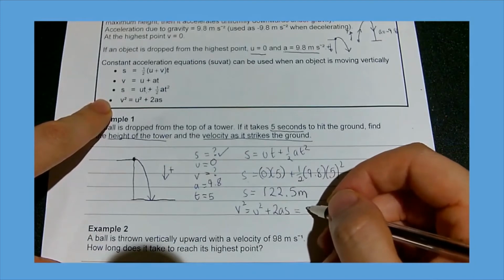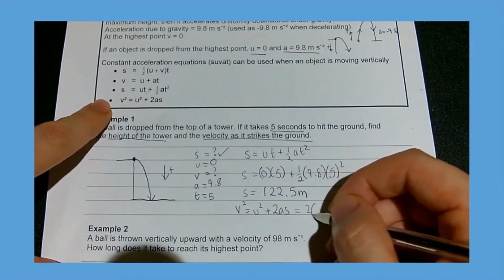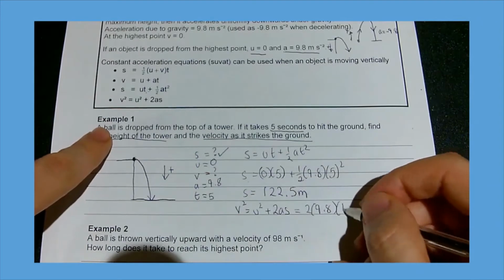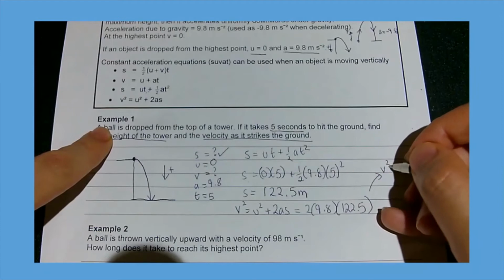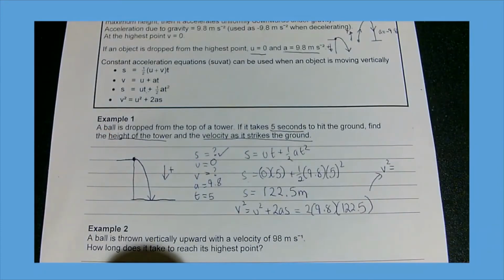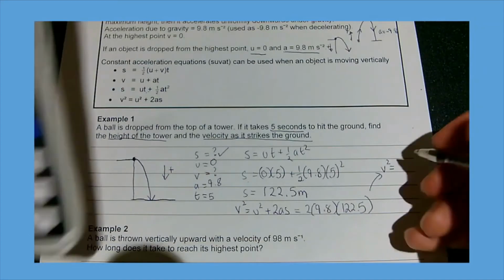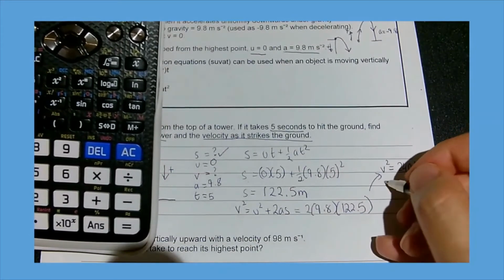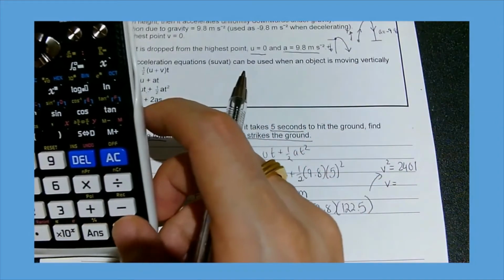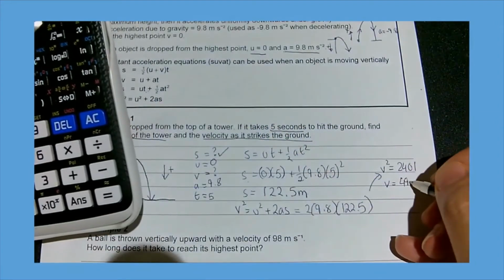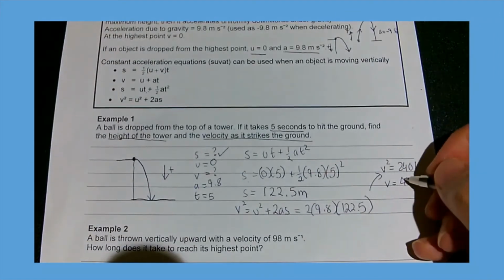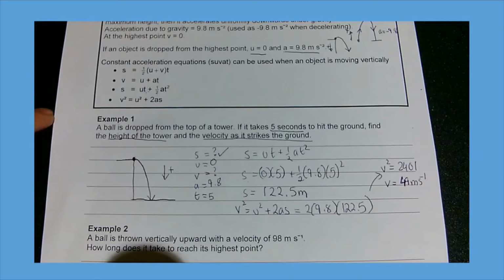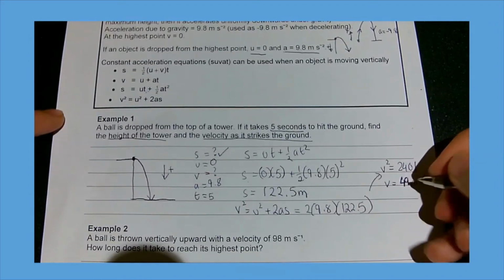Okay, so you're going to get u is 0, so v squared is 2as, 2 times 9.8 times 122.5. That takes us over here. v squared is equal to 2,401, and you square root, you get 49 meters per second. Okay, so that is the final velocity at which it hits the ground, which seems appropriate and realistic.